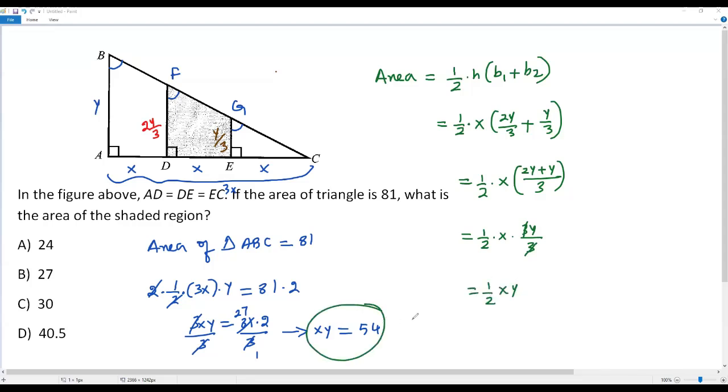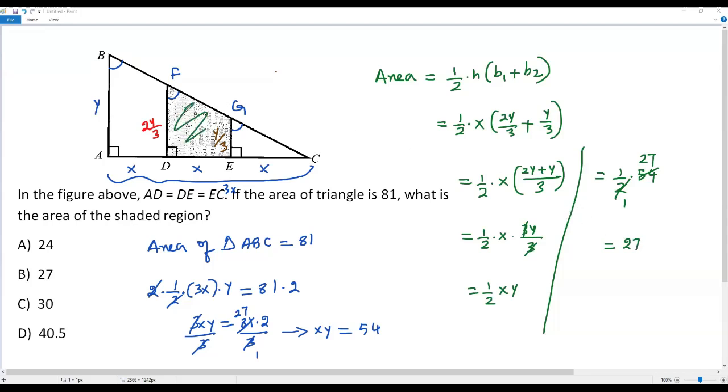Already we got the value of x times Y, that is 54. So now what we can do is we can plug in 54 for xY over here. Then I'm getting 1 over 2 times 54. So here 2 goes into 2 one time, and 2 goes into 54, 27. So finally, I'm getting 27. So the area of the trapezoid, the area of this shaded region, is 27. We find 27 in answer choice B. The correct answer choice for this question is B.